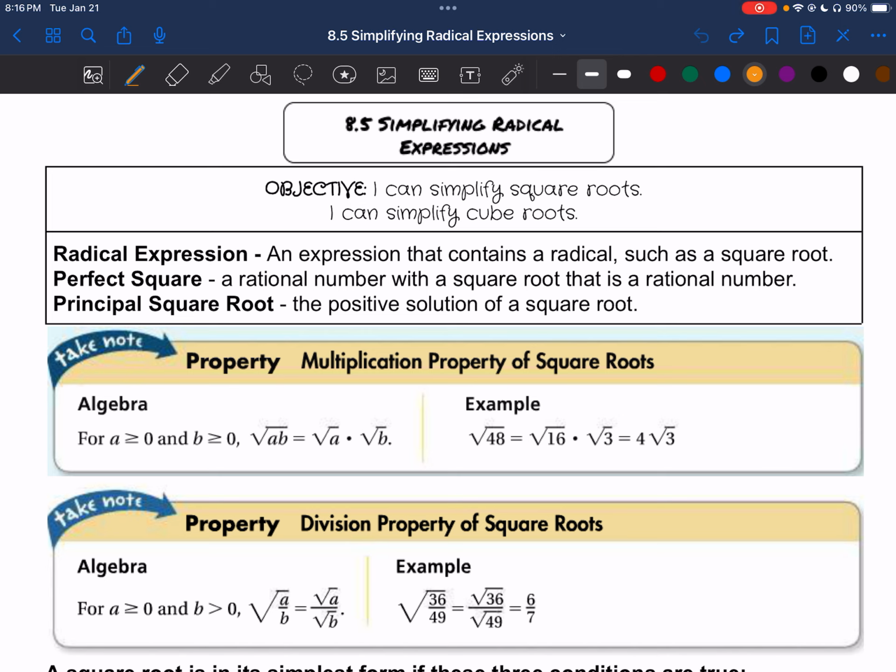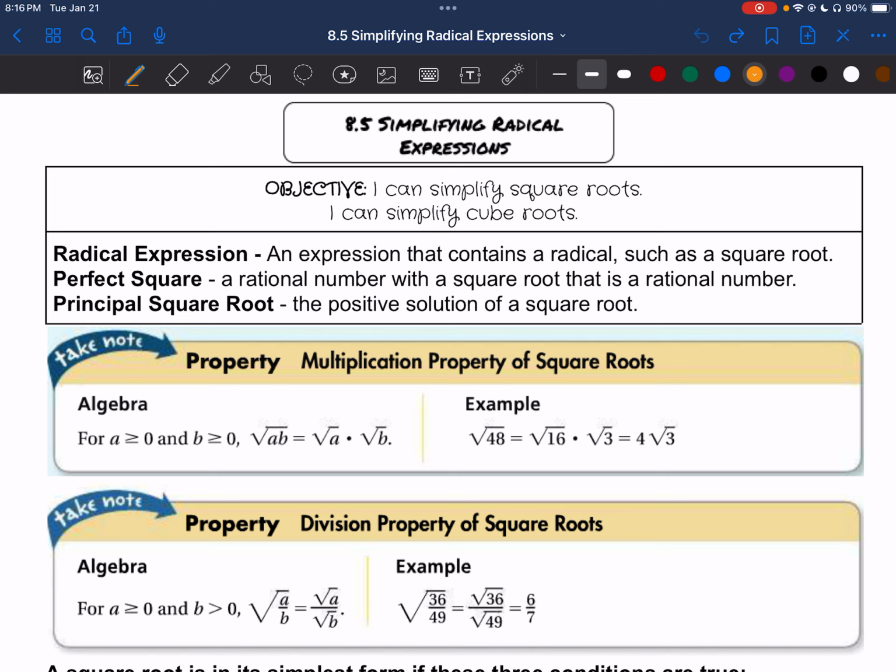Our objective for today is that I can simplify square roots and I can simplify cube roots. This is going to be a lesson where we build on what we did yesterday. Yesterday we were dealing with moving things into and out of radical form, and we were worried about doing some simplifying, and we had a lot of work with perfect squares. Today we're going to look at things when everything doesn't work out to be a perfect square, or a perfect cube, or a perfect nth level radical, whatever that may be.